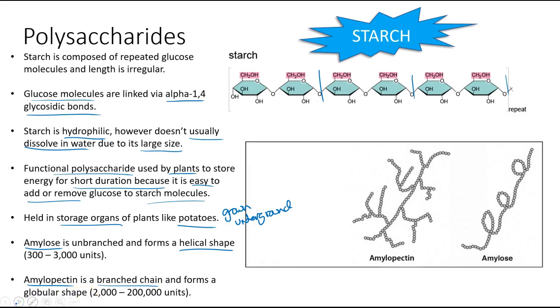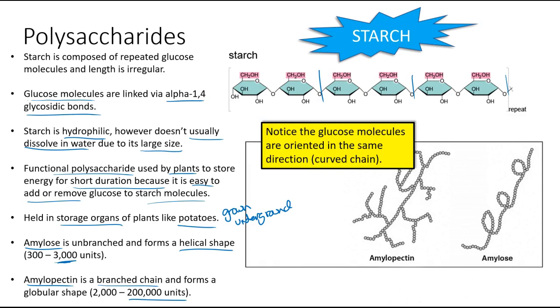Both of which can be several thousand glucose molecules large, but you'll notice that the amylopectin, because of the side branching, will actually become much larger. In fact, it can be up to 200,000 individual glucose molecules, whereas amylose is typically topped out at 3,000. Okay, notice the glucose molecules are oriented in the same direction.